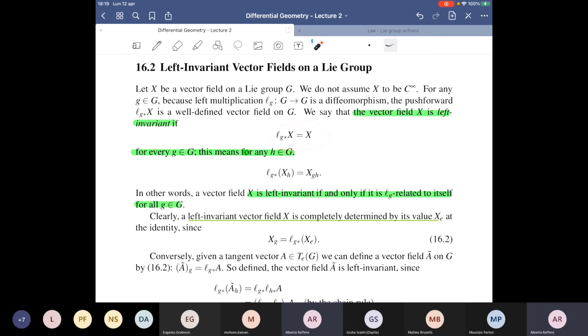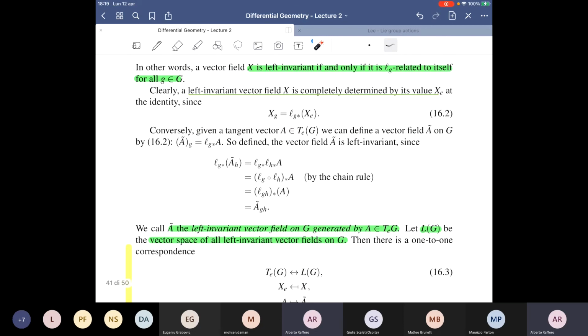So this is what we call a left invariant vector field, a vector field that is sent to itself by the differential associated with the left multiplication. So if you want to use other words, X is left invariant if and only if it is LG related to itself according to the definition we gave earlier. So of course, a left invariant vector field is completely determined by its value at the identity, since once you know its value at the identity, you just apply the differential of the left multiplication and you obtain its value at any other point of the manifold.